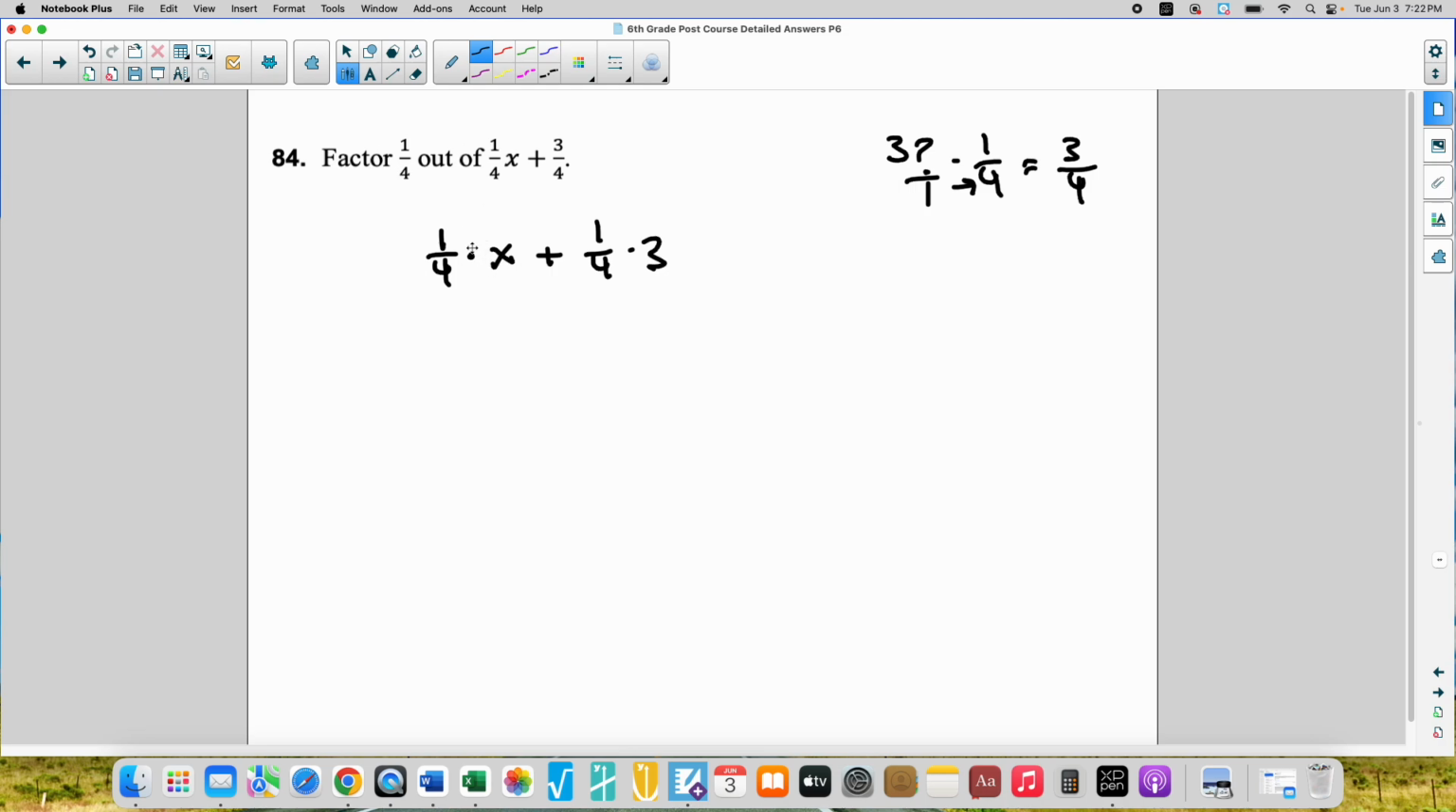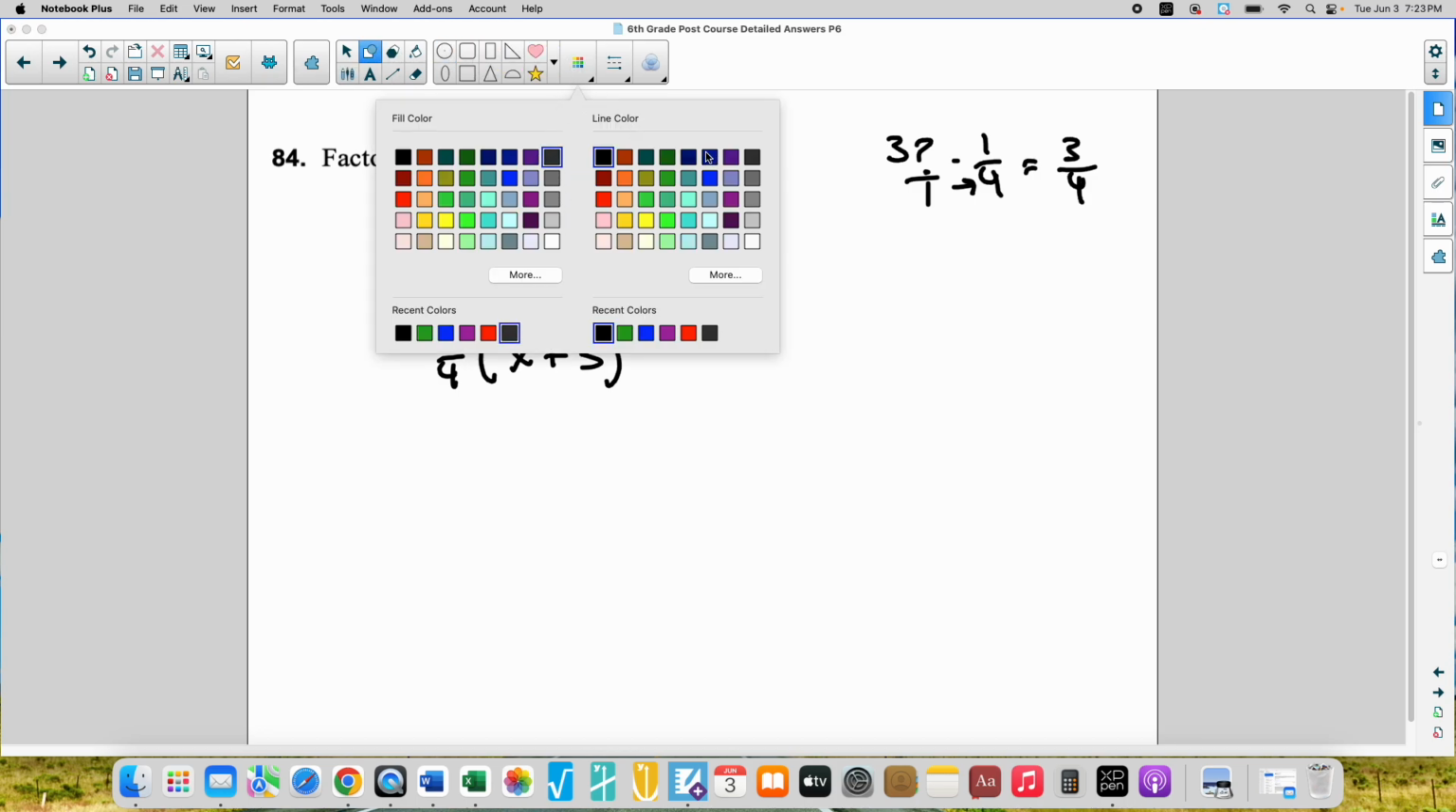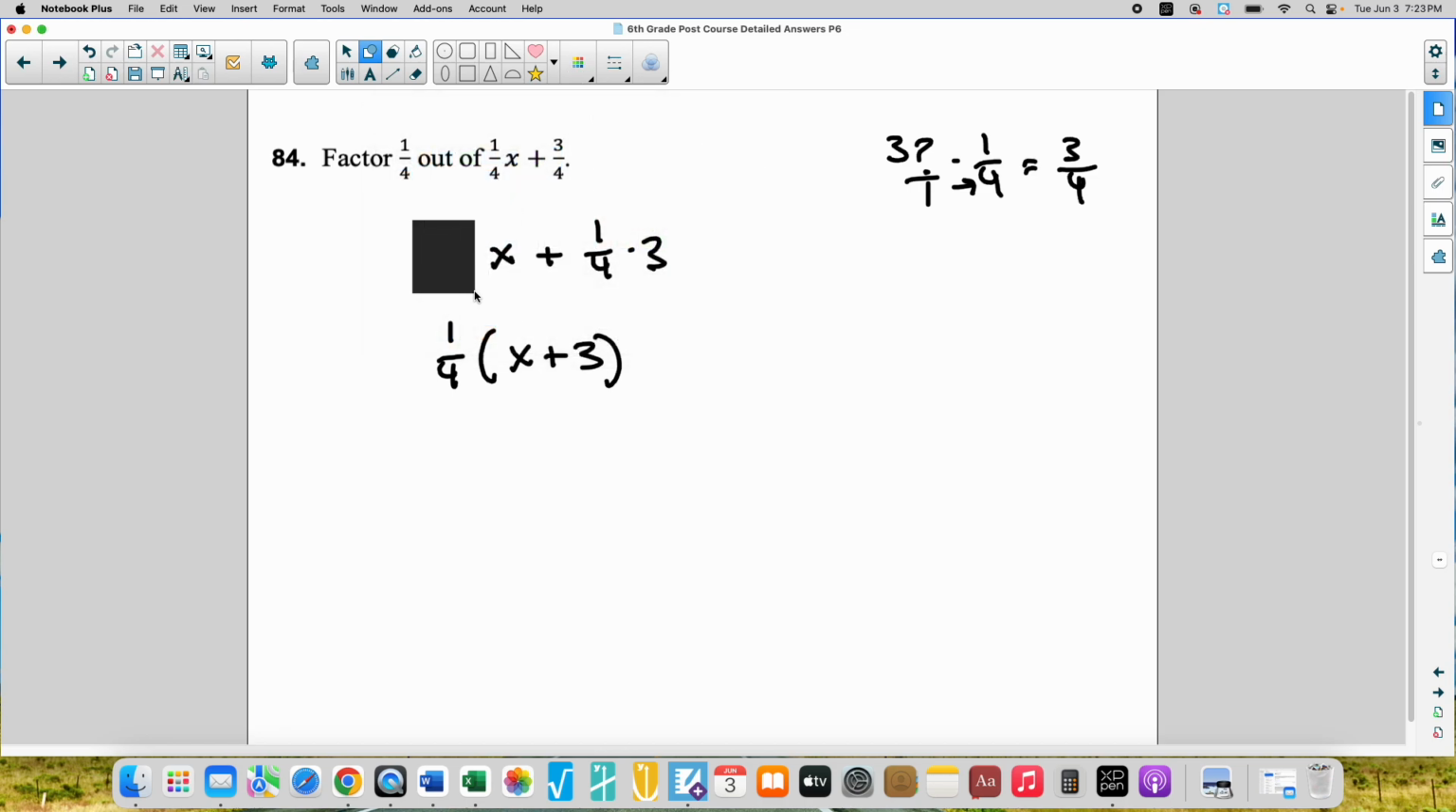So if we factor it out, it has a common factor. It has a common product. So if I pull that 1/4 out, and if I remove it, do you see what you're left with? x plus 3. If we remove that, and let's sort of show that removal part. So if we remove the 1/4, you see what you're left with? x plus 3. Yeah, that's called factoring.